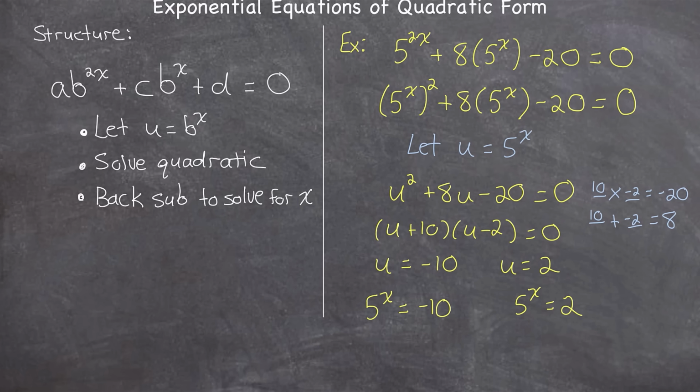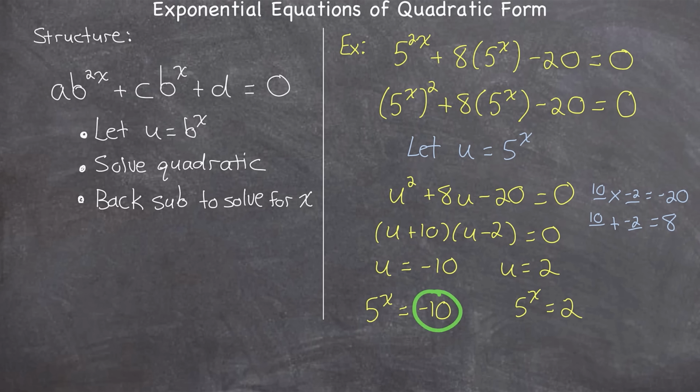This equation, I'm wondering what exponent goes on x to get negative 10? Well, no matter how many times you multiply 5 by itself, it's not going to become negative. The range of this function is between 0 and infinity. It's always above 0, so there's no way it could be negative 10. So there are no real solutions to that first equation.